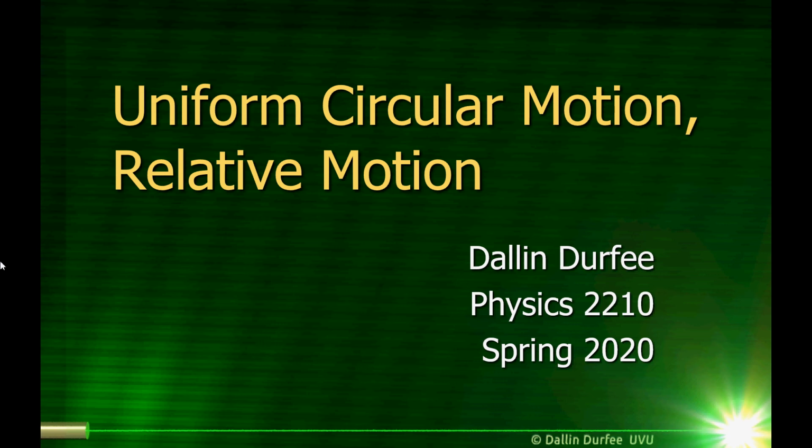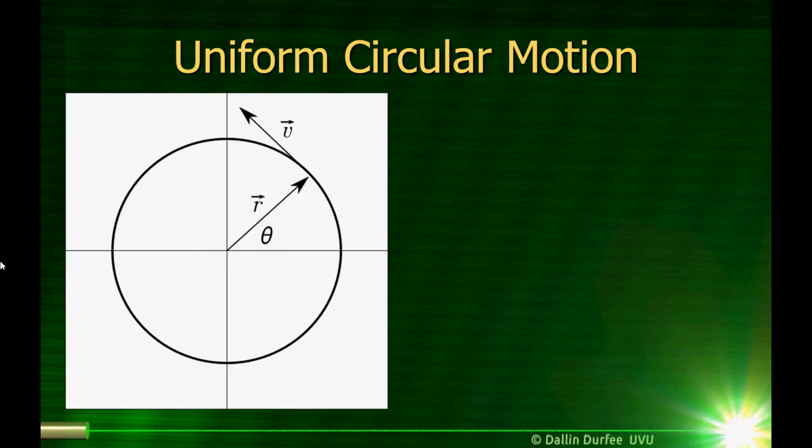Today we're going to talk about uniform circular motion, as well as slightly touching on non-uniform circular motion, and we'll talk about relative motion. Uniform circular motion is when you have some object that is moving in a circle at a constant velocity. So we can describe the position of the object as some radial displacement from the center of the circle, and then an angle. And the velocity will just be tangential to the trajectory, so tangential to the circle.